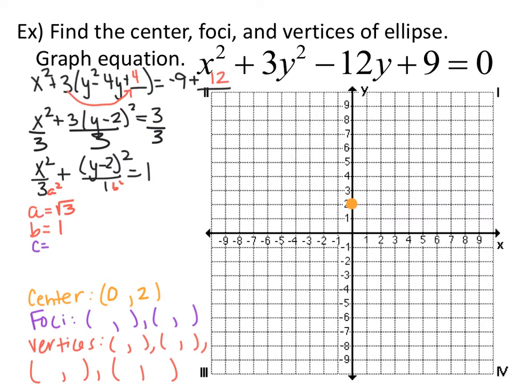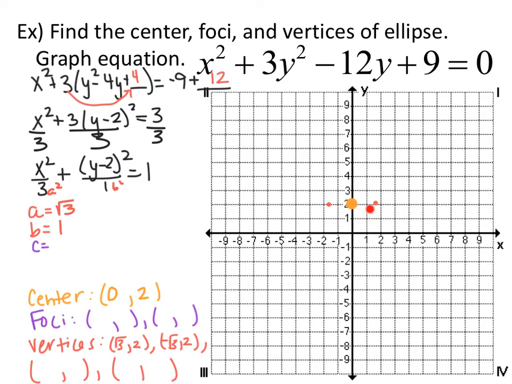So in the x direction, I want to go the square root of 3 in both directions. The square root of 3 is about 1.7, so I went 1 and a little bit in each direction. So those are my two major axis vertices. So I can write down those two vertices.